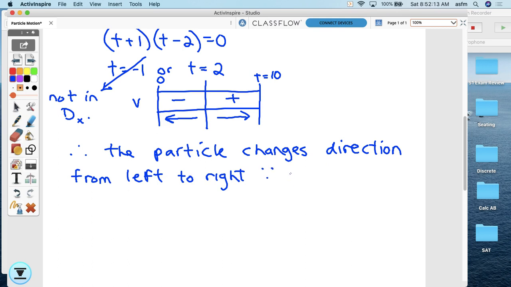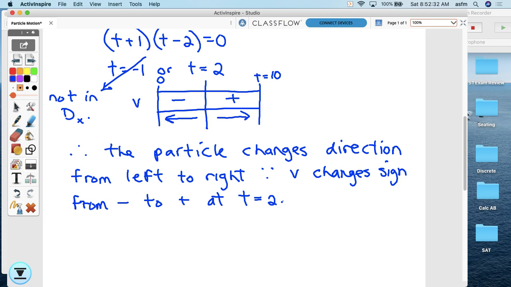Because the velocity changes sign. And we have to say how it changes sign. It changes sign from negative to positive at our time t equals 2. Okay, and that's a fully justified answer for part B.